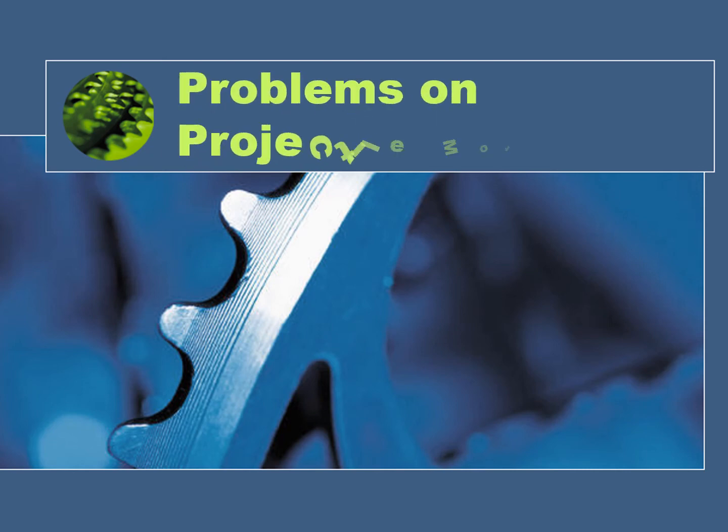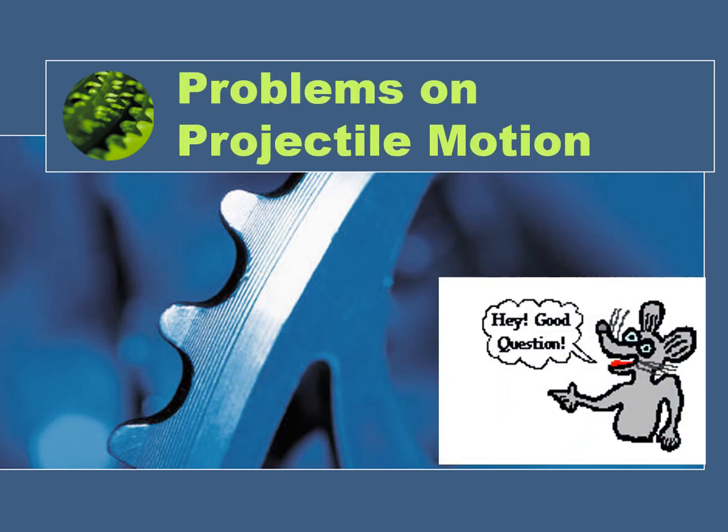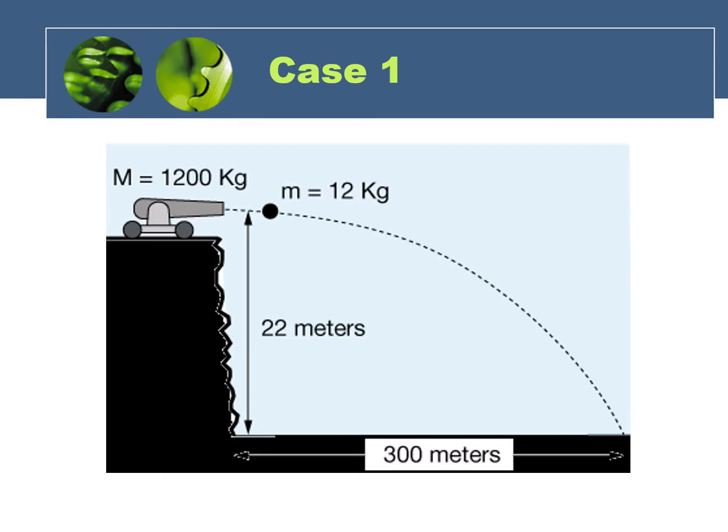Now let us solve problems related to projectile motion. This is an example of a problem related to projectile motion, wherein a cannonball, which has a mass of 12 kg, is projected horizontally from a height of 22 meters and covered a horizontal displacement or range of about 300 meters.